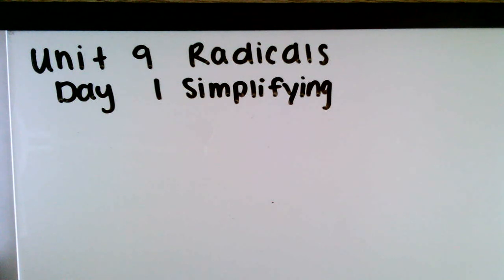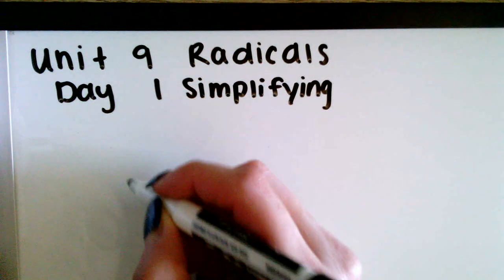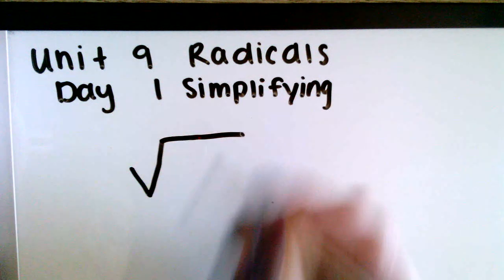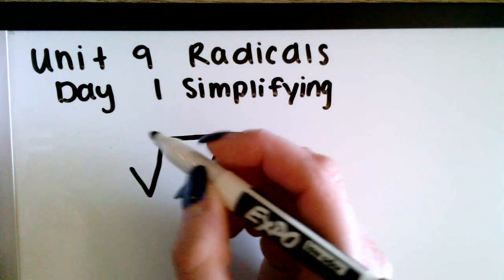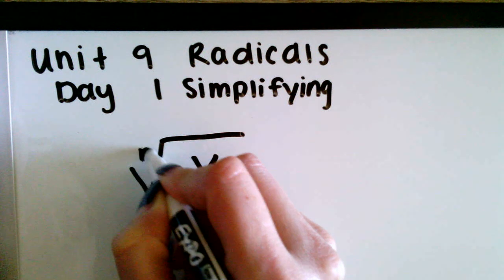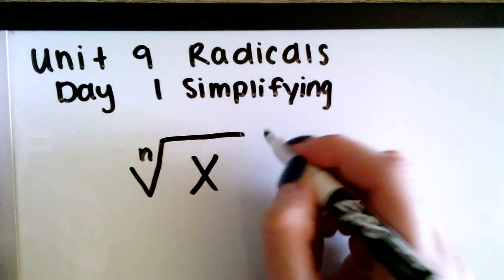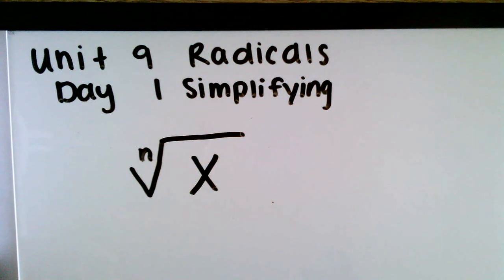Hi everybody. Today we're going to be working on Unit 9, which is radicals, and we're going to be talking about Day 1 simplifying. So first let's talk about a little bit of vocab. If we see something like this, that is a radical, and what's inside the radical here, and also this symbol. So we're going to talk about some vocab here.